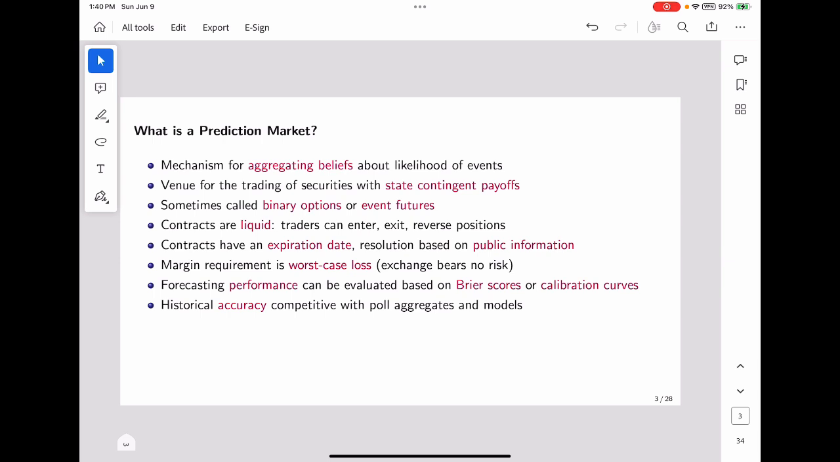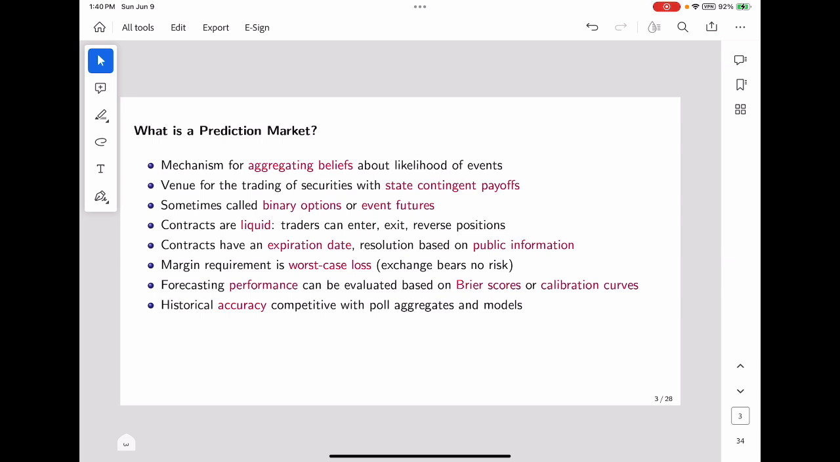Specifically, a prediction market is a venue for the trading of securities with state contingent payoffs. What that means is that the securities that are traded have a very simple payoff structure. There's a referenced event, like the outcome of an election. If it occurs, then people who buy the security will get paid. And if it does not occur, then people who sell the security, who are betting against the event, will get paid a fixed amount. Otherwise, if you bet on the event and it doesn't occur, you get nothing. And these securities are sometimes called binary options or event futures.